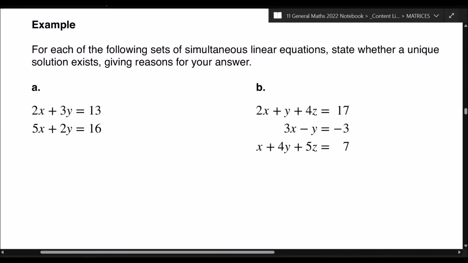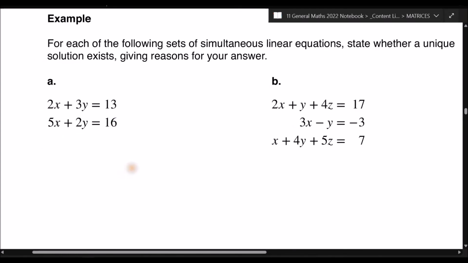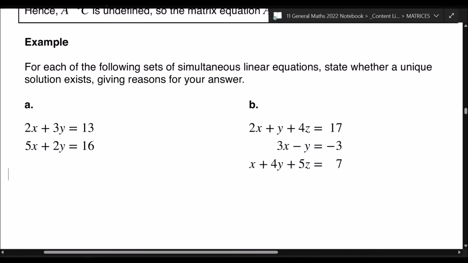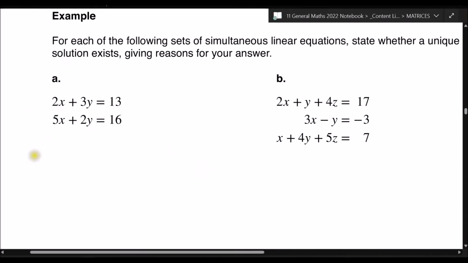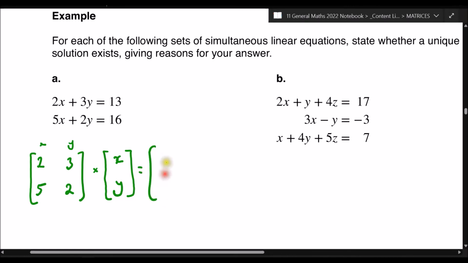To do that, like in the previous examples, we turn these matrices into a number matrix, letter matrix, and answer matrix. Then in the number matrix, you find its determinant. If a determinant exists, that means you can then do an inverse, which will find the solution. So let's split this up. You've got 2, 3, 5, and 2, remember these columns hold the x and y coefficients. Multiply by x and y, and then here's your answer matrix.